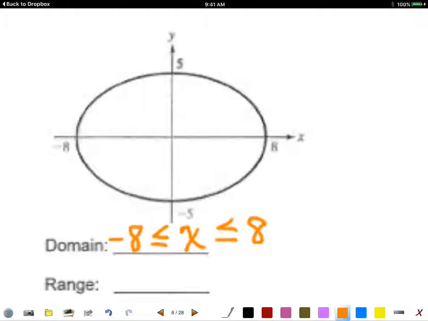Okay, so we've done the domain. Now range means how far up and down are you going to go? Well, how far down does this go? It goes down to -5, and how far up? 5. Now remember, range is the y value. So the range, meaning this graph, can be any y value between -5 and +5. And what do we put in the middle? Y, because it's the y values.